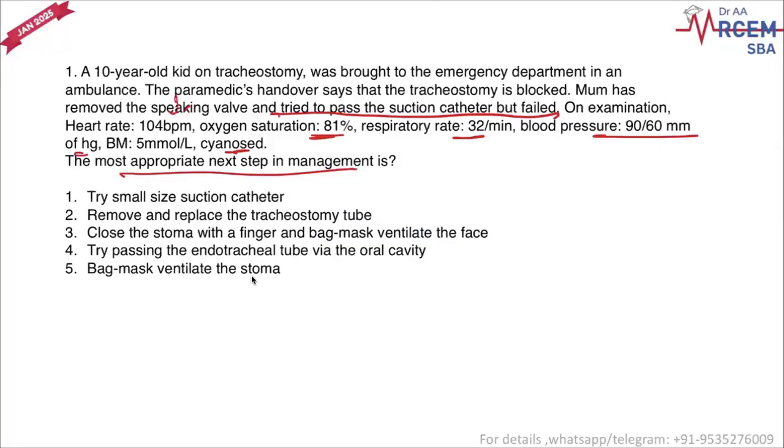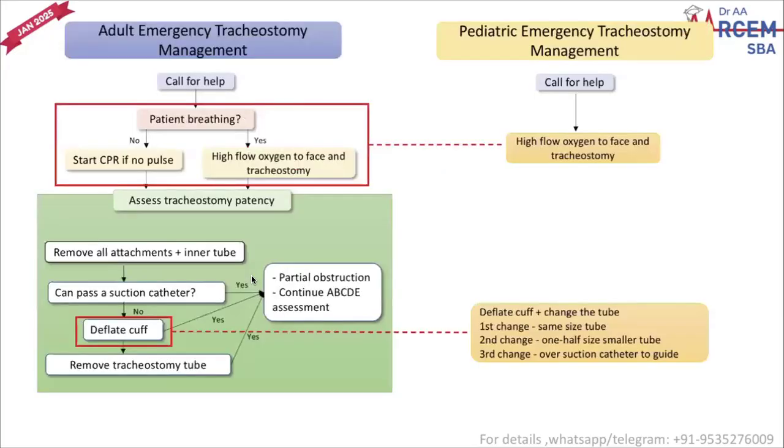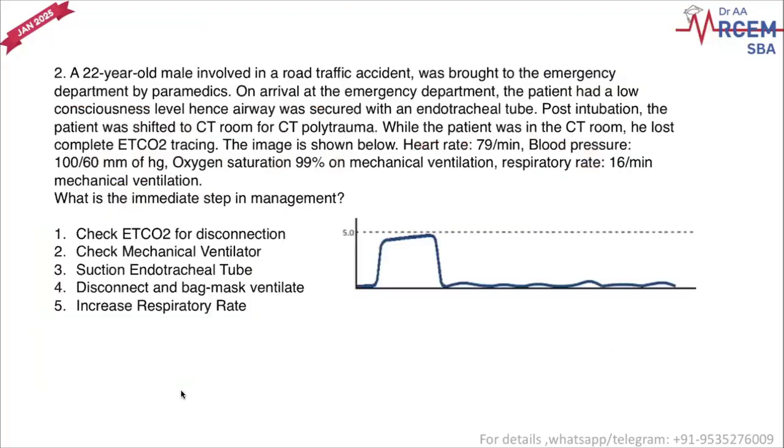Use a small size suction catheter; that should be the best option. Though the mother has suctioned it, we don't know whether she is a healthcare professional or not, because it requires some amount of training. No one can just come in and put in a tube and suction it out. There should be some amount of training to see whether the suction tube is passing or not. So trying this one should be the first thing to do, because we are not sure whether she has done it rightly or not. That's why we recommend you choose the first option. It's the same algorithm we have discussed already.